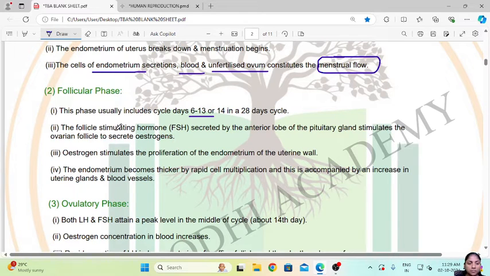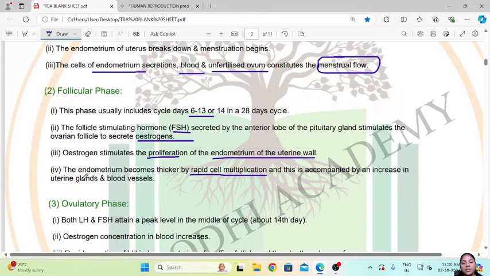Now the follicle stimulating hormone, that is FSH, secreted by the anterior lobe of the pituitary gland, stimulates the ovarian follicle to secrete estrogens. The estrogens stimulate the proliferation of the endometrium of the uterine wall, meaning the endometrium after shedding will again begin to form. So the endometrium layer becomes thicker by rapid cell multiplication, accompanied by an increase in the uterine glands and blood vessels.